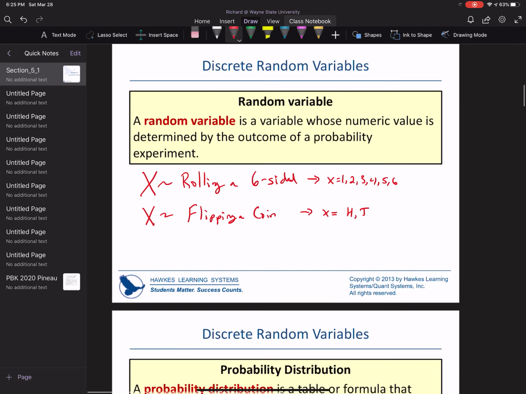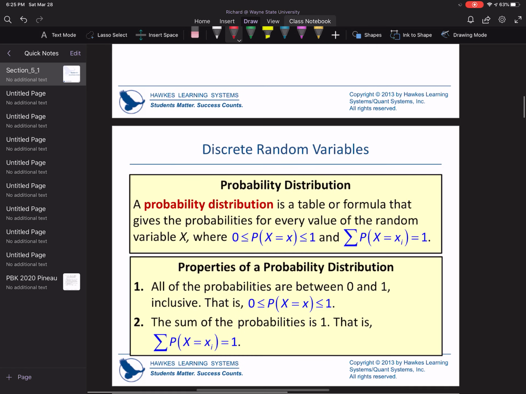Now we're ready to talk about a probability distribution. The first box here says that a probability distribution is a table or formula that gives the probabilities for every value of the random variable X. What we need you to remember from this first definition is that a probability distribution shows us two things. Number one, it shows us the outcomes. And the second thing it shows us are the probabilities. A very nice test question could be, what does a probability distribution show us? You will write, it shows us the outcomes and the probabilities of those outcomes.